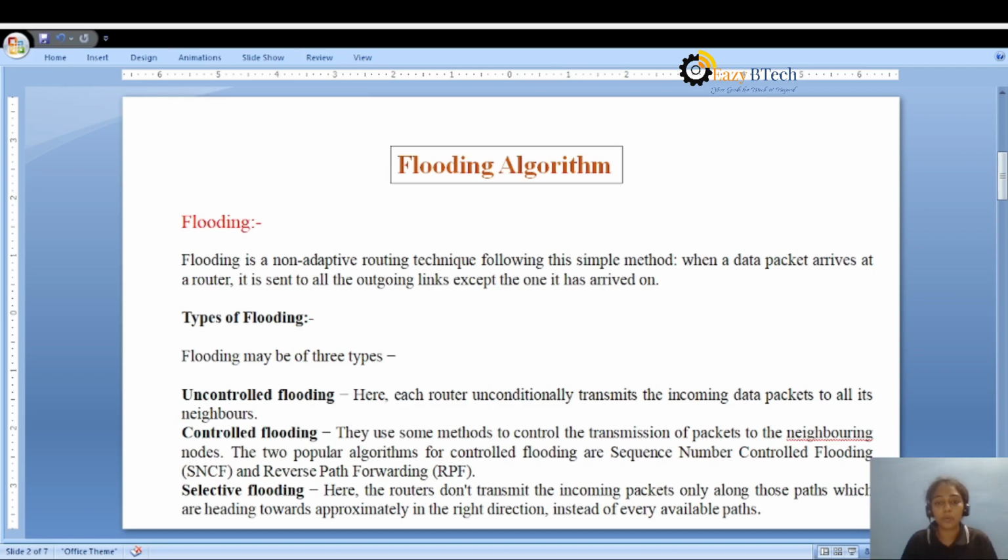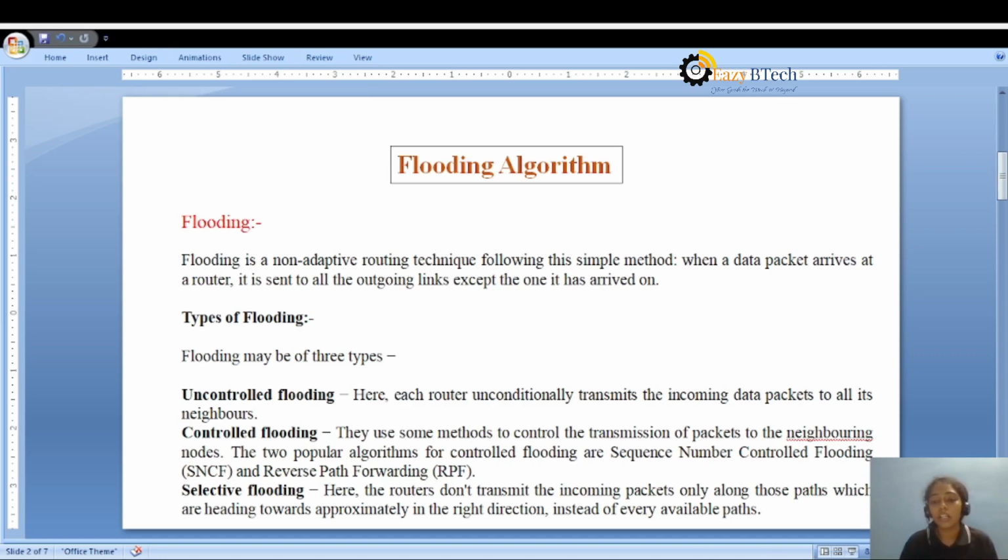We also have selective flooding. Selective flooding means the routers do not transmit incoming packets along every available path, but only along those paths which are heading approximately in the right direction, that is, only one direction. For those paths only it gives the particular packet. That's why the name is selective flooding.